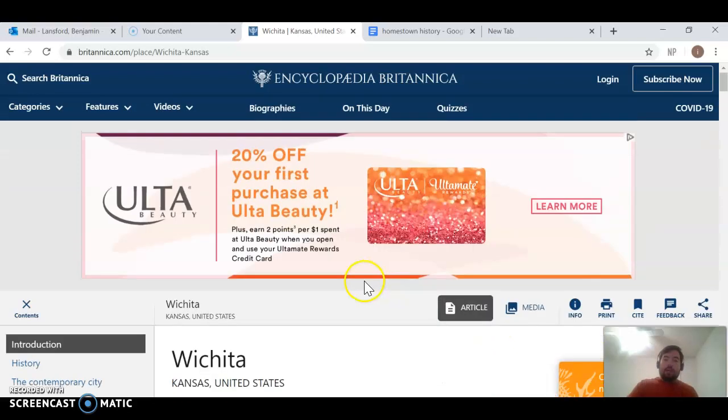Also, Wikipedia will be allowed for this assignment, specifically for small town students, people who are from small towns, because that might be one of the only available online resources. So that will be allowed for this assignment. Okay.